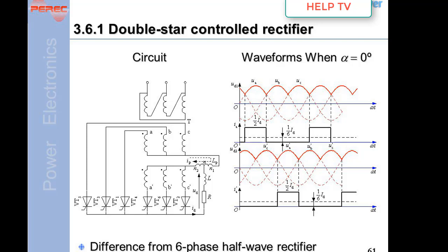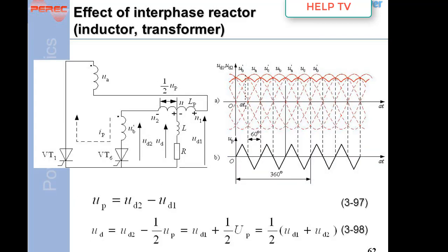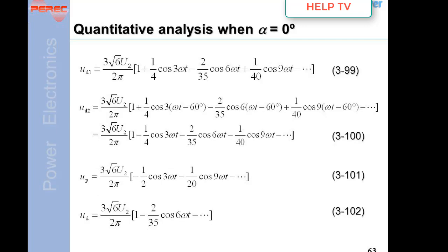Circuit. Waveforms when α equals 0 degrees. Difference from six-phase half-wave rectifier. Effect of interphase reactor, inductor, transformer. Equations 3-97, 3-98. Quantitative analysis when α equals 0 degrees.